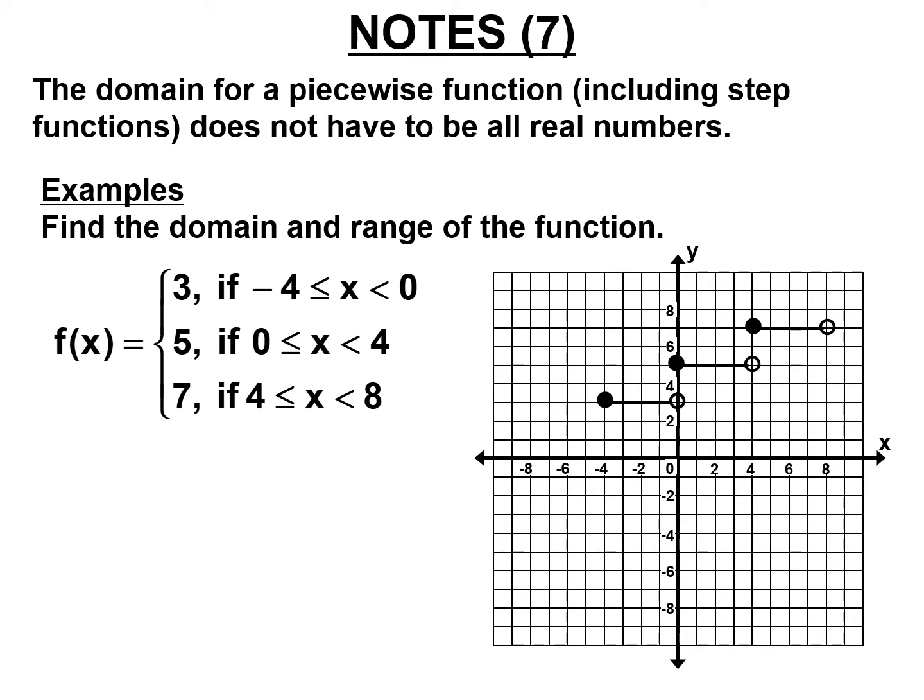Okay, so here's one where the domain is not all real numbers, because we don't have any arrows going on forever here. So let's see that. It's already graphed. We've already got the function. You're just finding the domain and range. Do that, please.